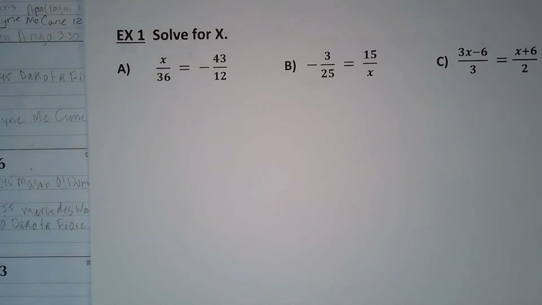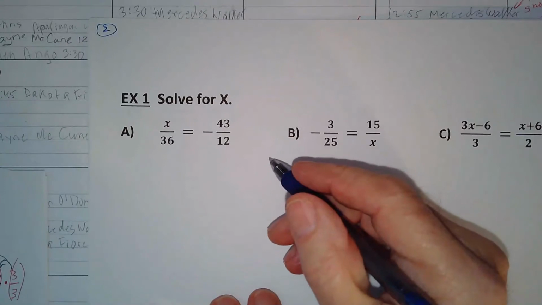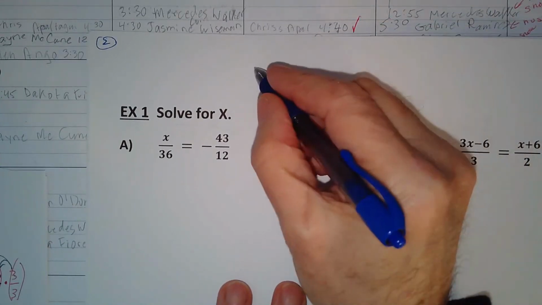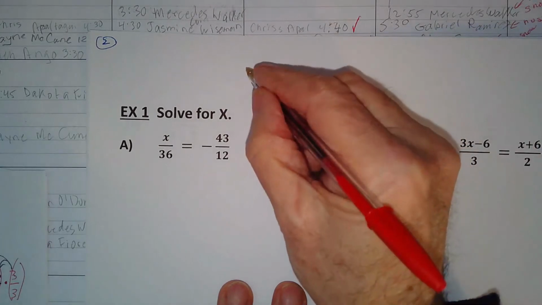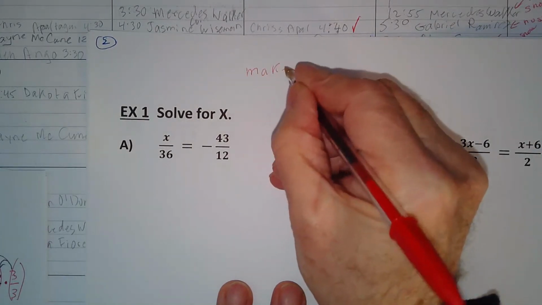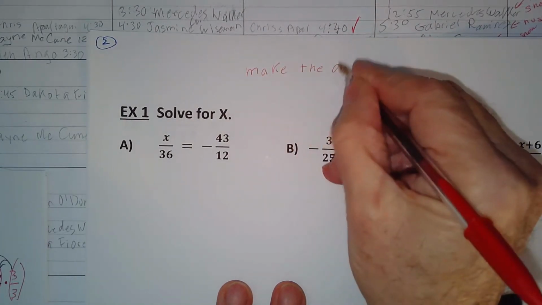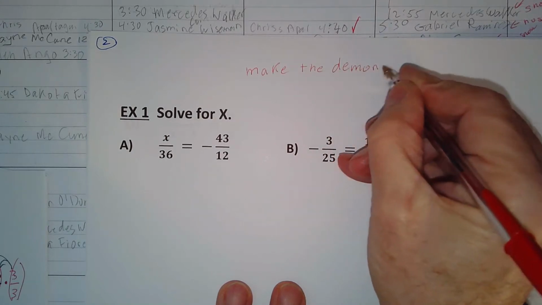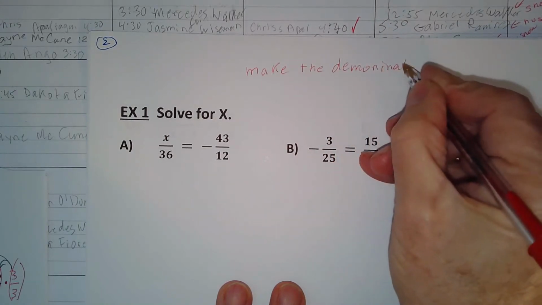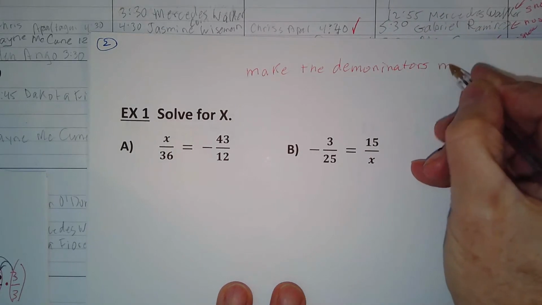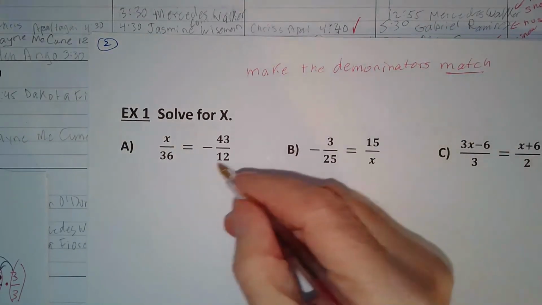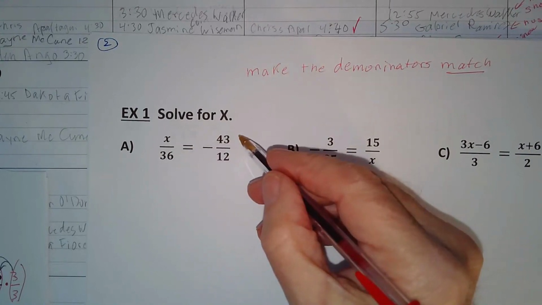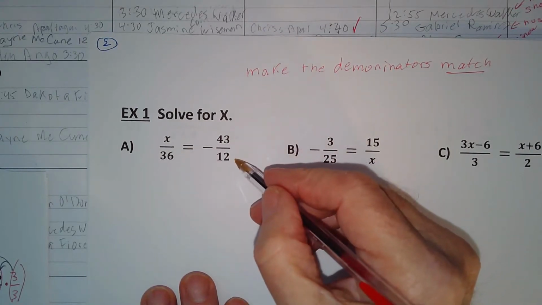Now we've got a few equations. We're just going to do a little practice. So x over 36 equals negative 43 over 12. Here, obviously, we've got to make the denominators match. So I'm going to write that: make the denominators match. Okay? All right. So I've got x over 36 equals negative 43 over 12.